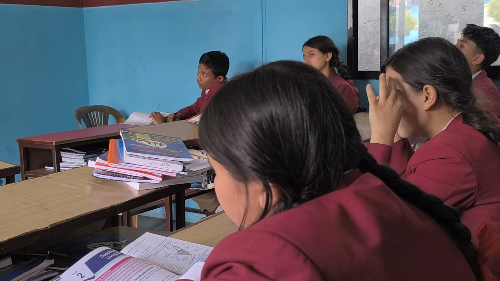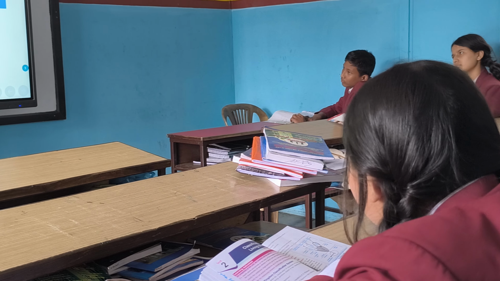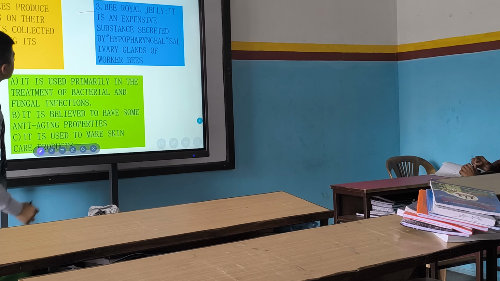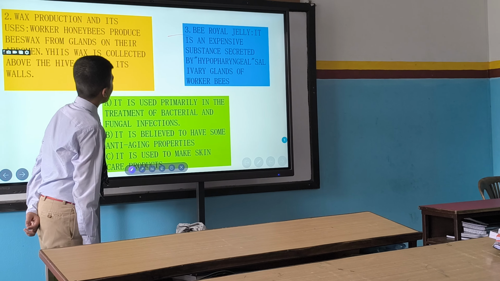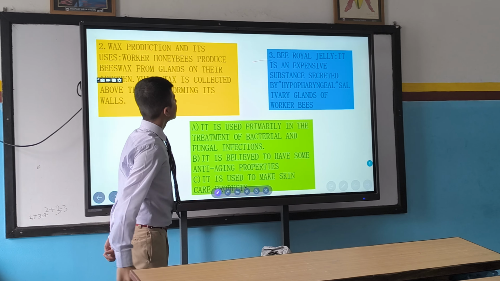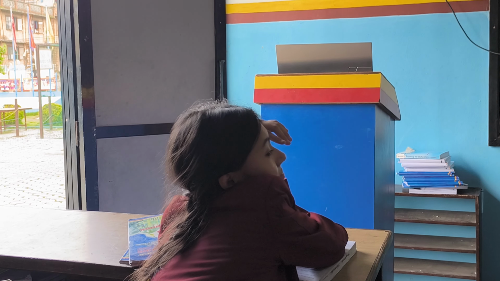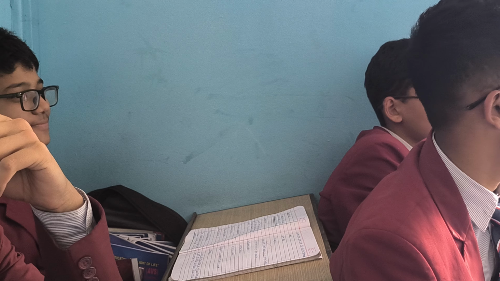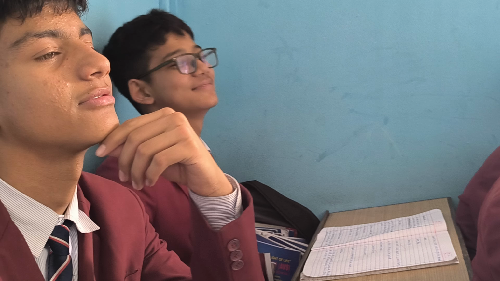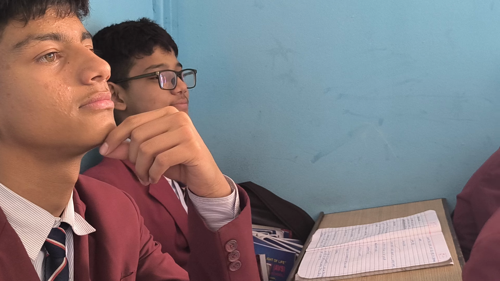Number 3, bee royal jelly. It is an expensive substance secreted by the hypopharyngeal salivary glands of worker bees, and it is used primarily in the treatment of bacterial and fungal infections. It is believed to have some anti-aging properties. It is also used to make skin care products. These are some examples. Thank you.